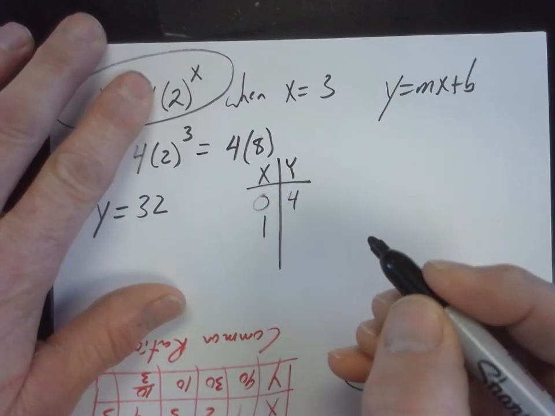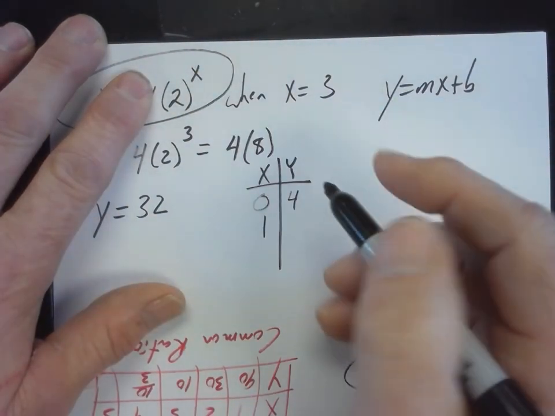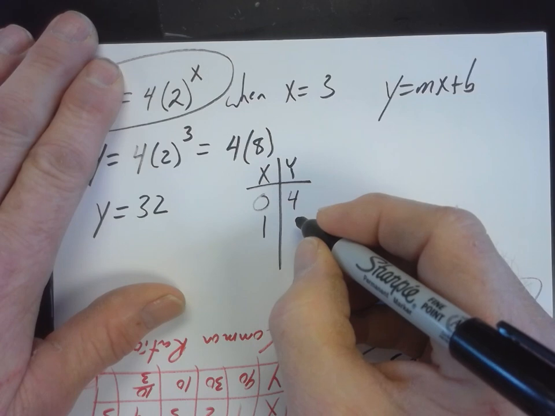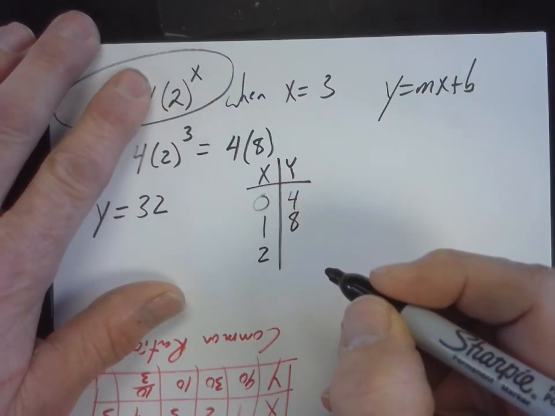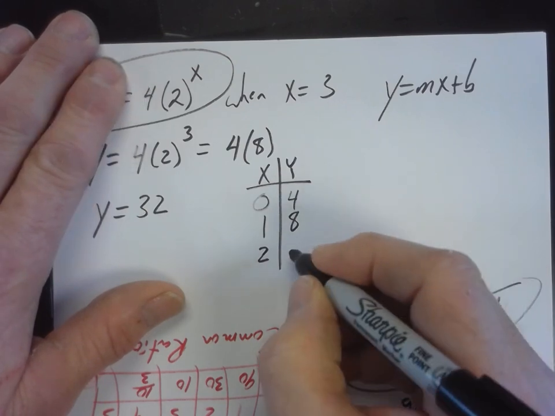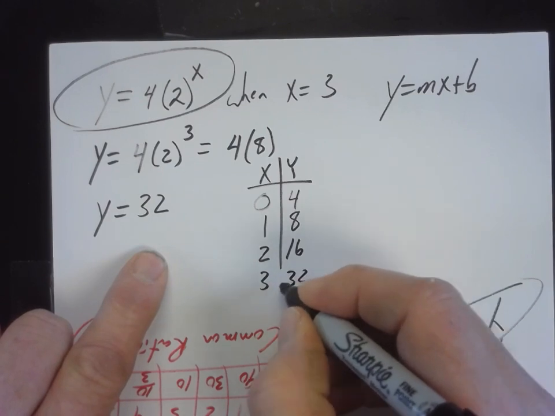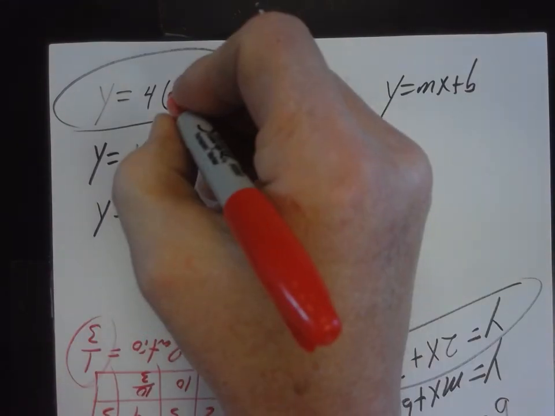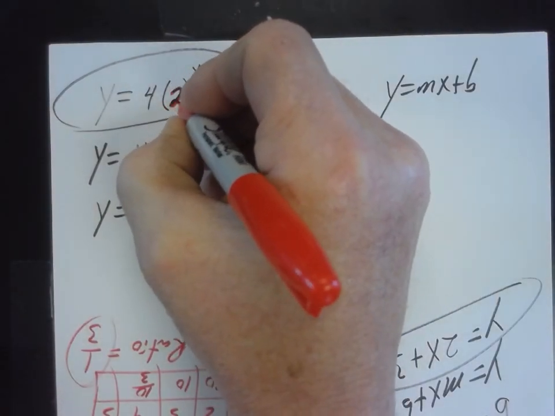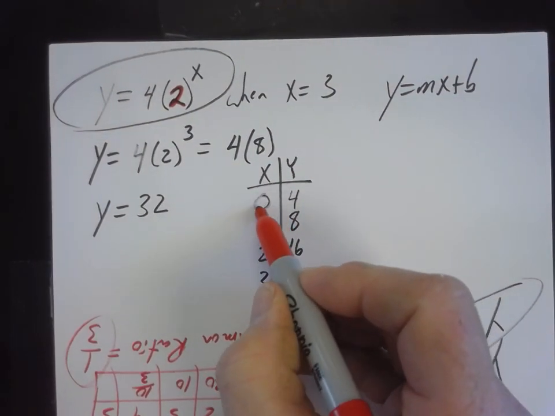2 to the first power? 2 times 4 is 8. There we go. Put a 1 in there. 2 to the second power. 4 times 4 is 16. And we already did 2 to the third power, it was 32. Can you guys see a common ratio here? Yeah. What is it? Times 2 again. Multiplying by 2. Can you see the number we get when we put 0 in? 4.